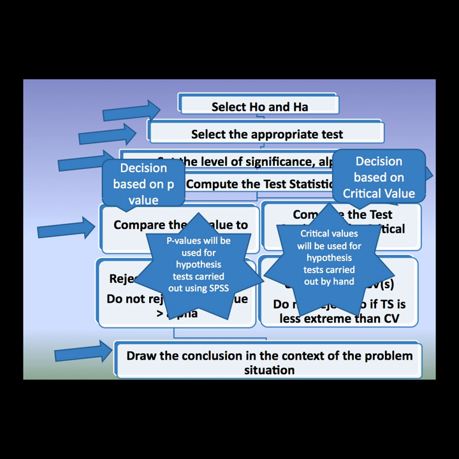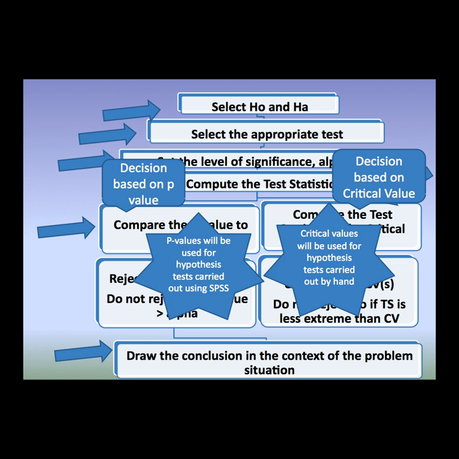Alternatively, and especially when problems are computed by hand, a decision about statistical significance is made by comparing the test statistic to the critical values. The null hypothesis is rejected if the test statistic is more extreme than the critical values. The null hypothesis is not rejected if the test statistic is less extreme.